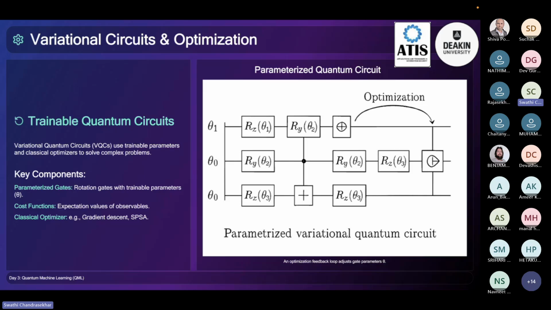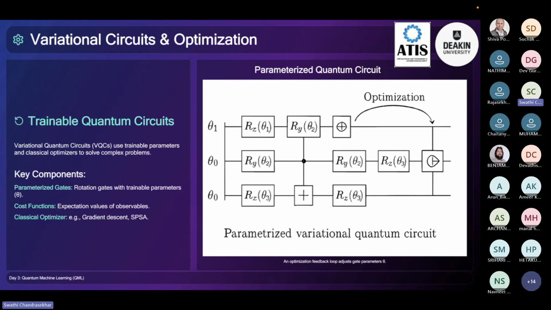You can think of VQC as a quantum analog of a neural network. Firstly, parameterized gates. These are quantum gates that depend on one or more continuous parameters, typically an angle. For example, a rotation around the z-axis might be written as Rz of theta 1, and around the y-axis it could be Ry of theta 2, as you can see on the right. The collection of all these theta values is our parameter vector, very similar to the weight vector of neural networks. During training, our goal is to find parameter values that make the circuit behave well on our particular task.